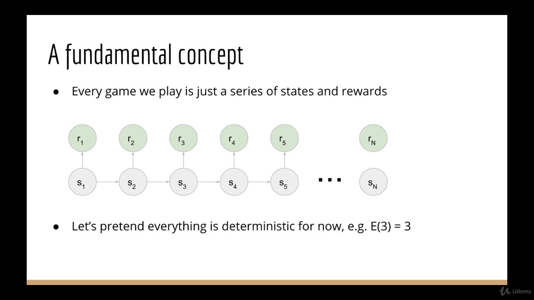As you may recall, the expected value of a value that's not random is just the value itself. So for example, the expected value of 3 is just 3. So we are excluding any expected value symbols here for simplicity. Then we can just call our states and rewards S1 R1, S2 R2, and so on up to SN RN.